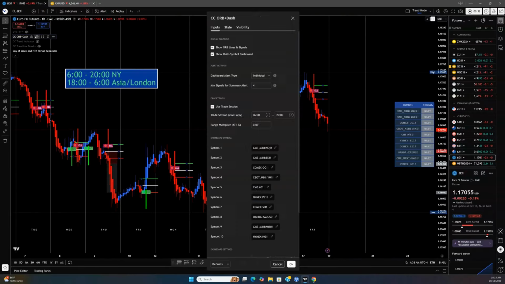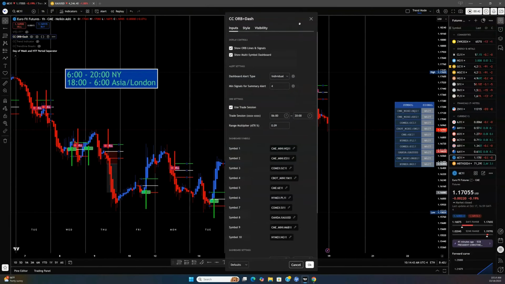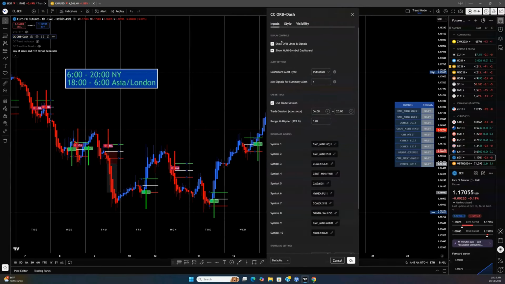So let's go to the settings. So here with the CC ORB settings, you have the display controls where you can show the lines and the signals, or you can turn those off. You can show the dashboard here, or you can turn it off. Okay, or it says alert settings.